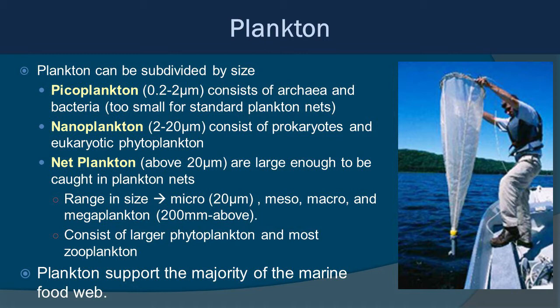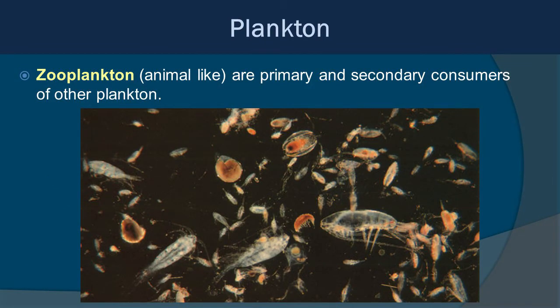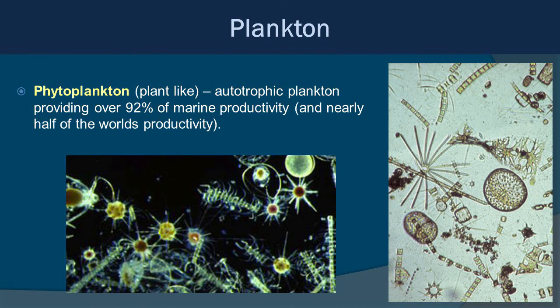Now, plankton support the majority of the marine food web, and that is really an important part. Now we can generally talk about plankton in 2 big categories, zooplankton and phytoplankton. Now zooplankton would be the animal-like plankton, and they're primary and secondary consumers of other plankton. Then we have our phytoplankton, our plant-like plankton. Those are our autotrophic plankton that provide over 92% of marine productivity and nearly half of the world's productivity in general.